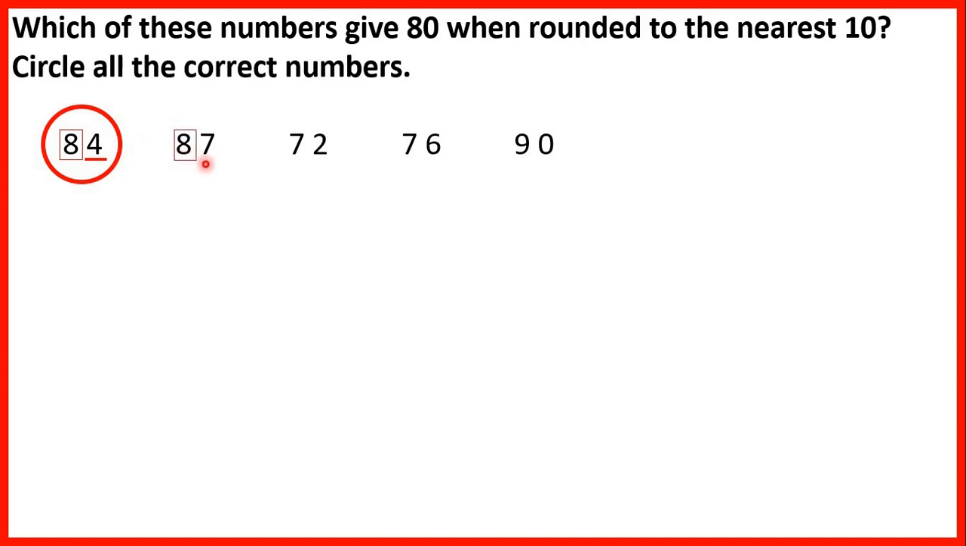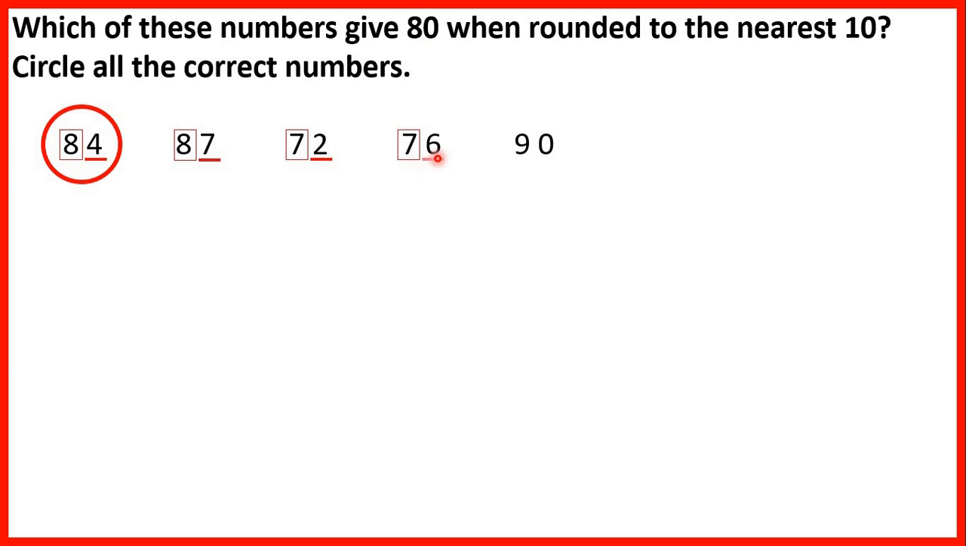Now we have 87, but because we have 7 in our ones, if it's 5 or more, we round up. So this 8 would become a 9, so 87 would round to 90, not to 80. And now for 72, we have a 2 in our ones, which means we round down. So the 7 in our tens stays the same, so 72 rounds to 70, not to 80.